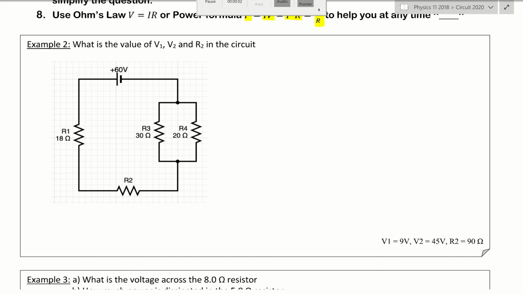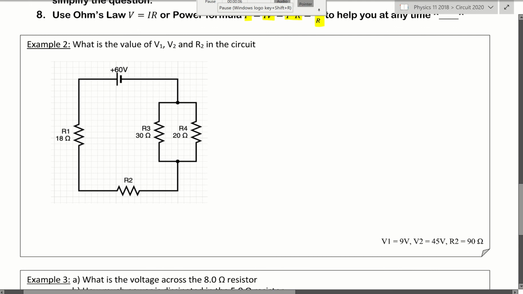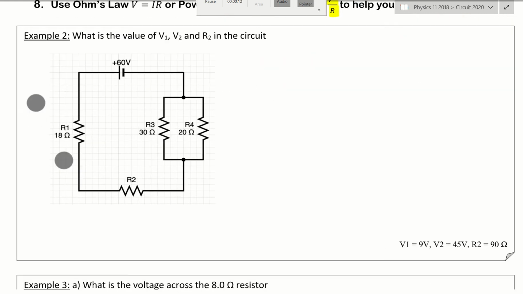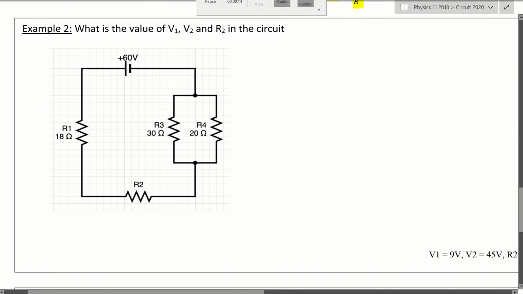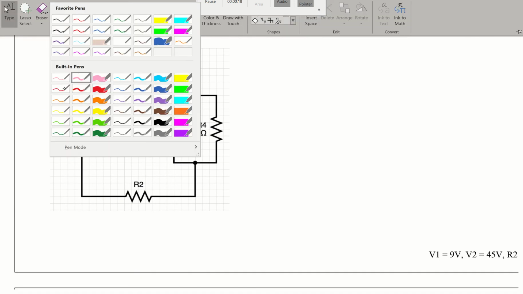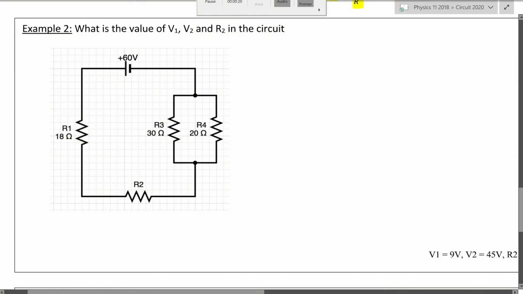Alright, so we are coming back to note 3, example 2, just right below the introduction of the loops rule and junction rule. So example 2, what's the value of V1, V2, and R2? The question asks us to find these three things.